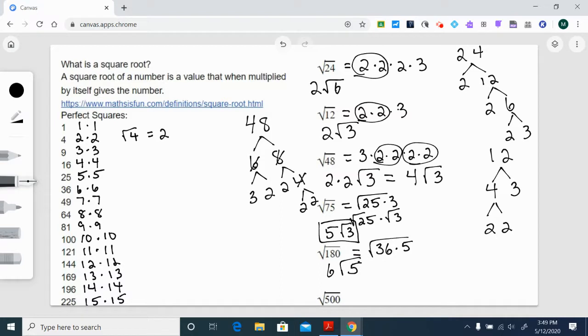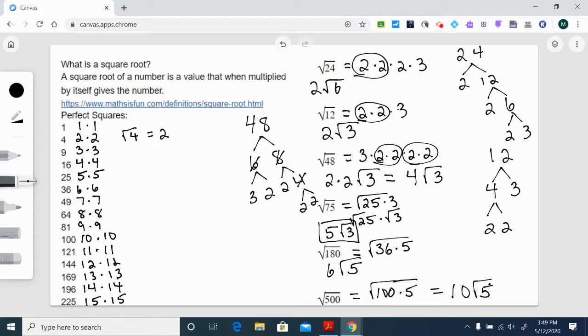So there you go. And then last but not least, if I do 500, if I divide that by 2, I get 250, which is not a perfect square. Now 500 divided by 5 is 100, and 100 is a perfect square. So that's just going to be equal to 100 times 5. Your square root of 100 is 10, and then we have the 5 left over.